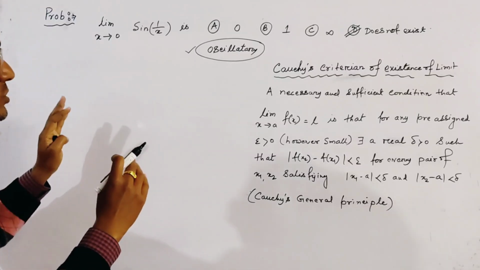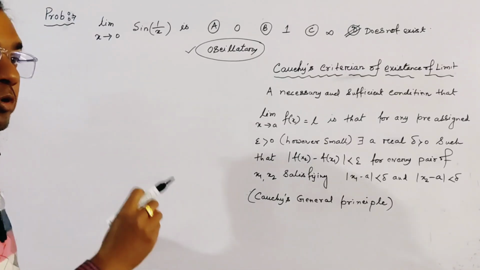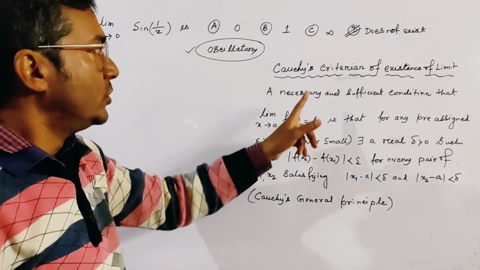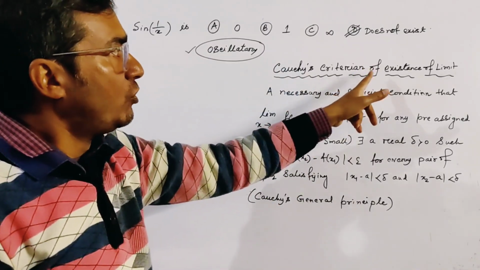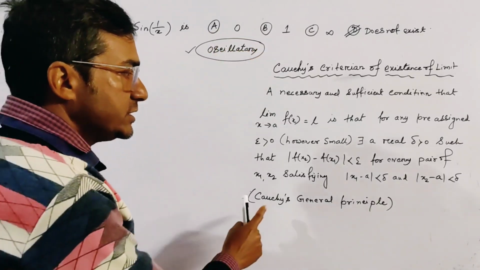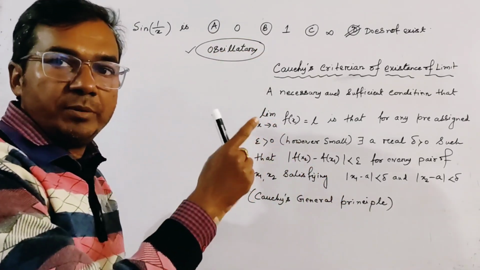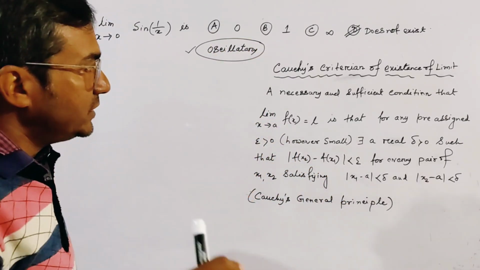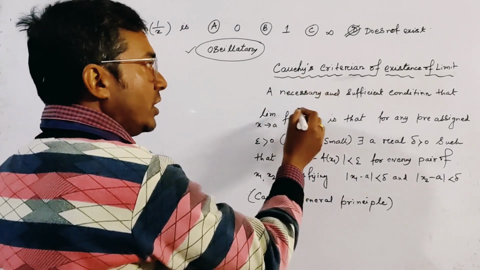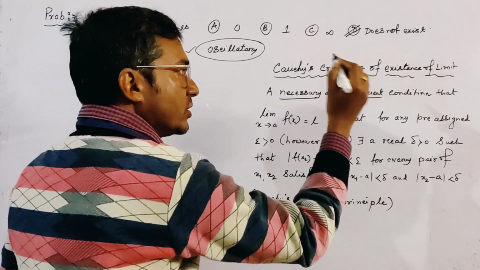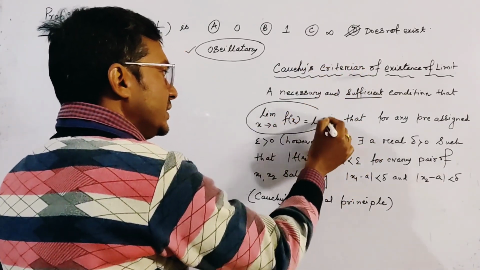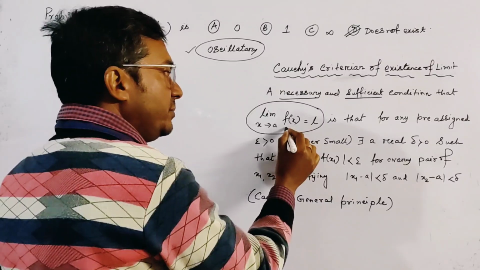Here we use an important theorem of the limit of a function, known as Cauchy's criterion for existence of limit. This is also known as Cauchy's general principle of limit. This is a very important and strong theorem because it is a necessary and sufficient condition that the limit exists as x tends to a, and the limiting value is L.